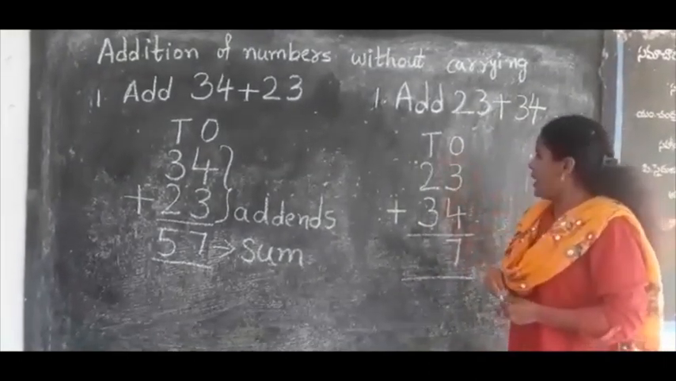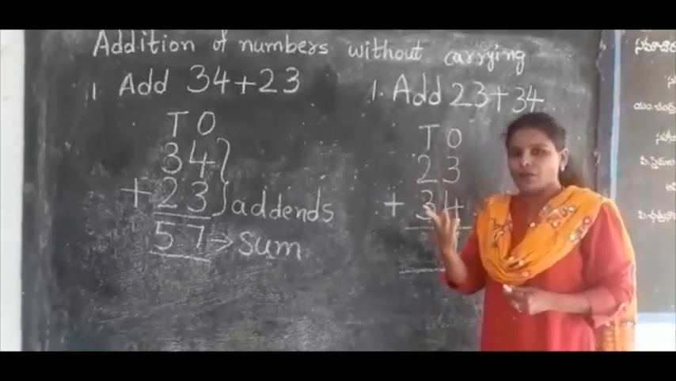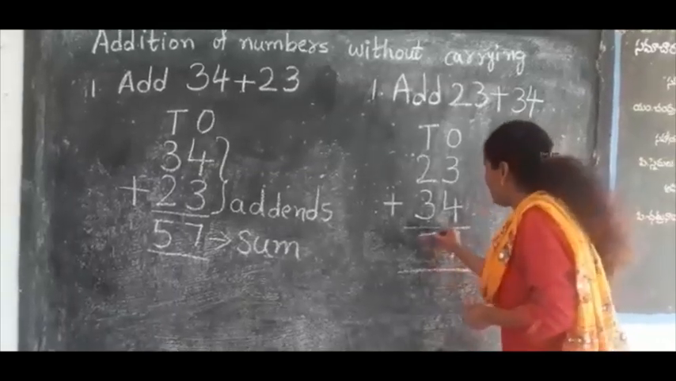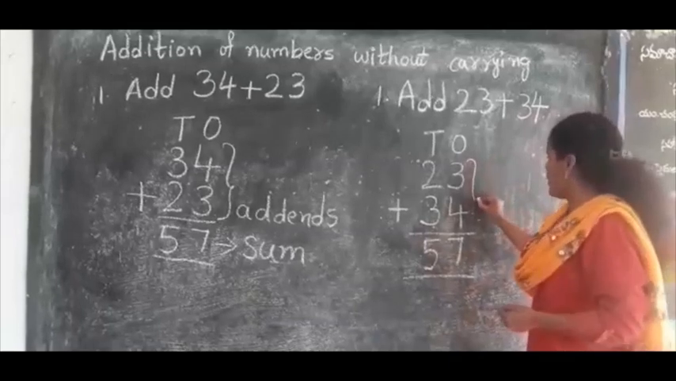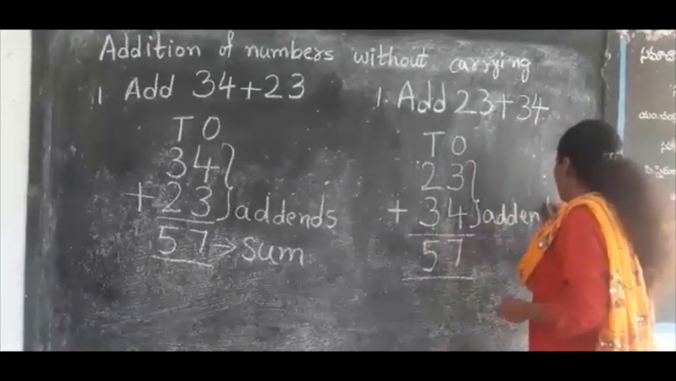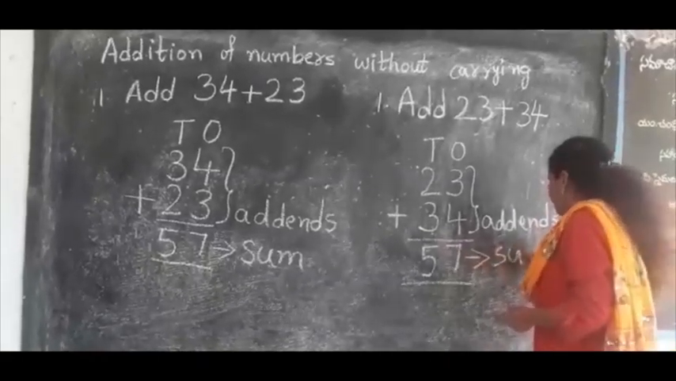In tens place we have 2, 3. Keep 2 in your mind, 3 on your fingers. 2 after, 3, 4, 5. Write 5 in tens place. Here also 23 and 34 are called as addends. A-D-D-E-N-D-S, addends. And 57 is called as sum.